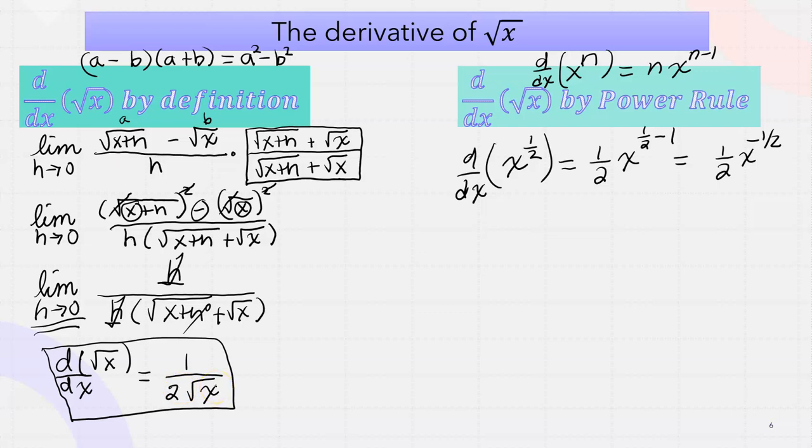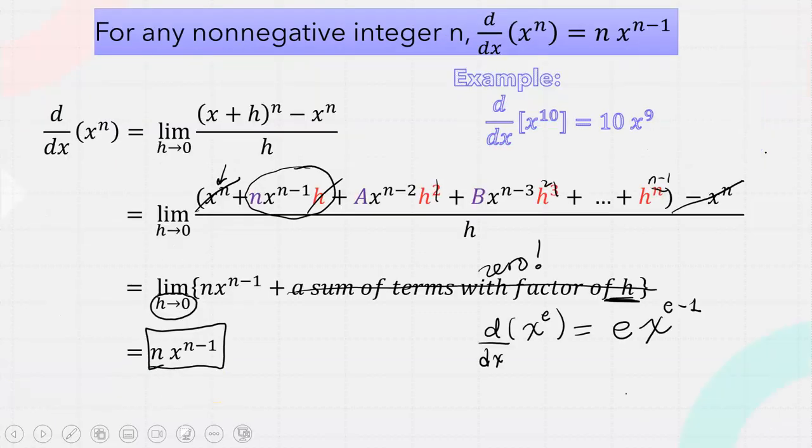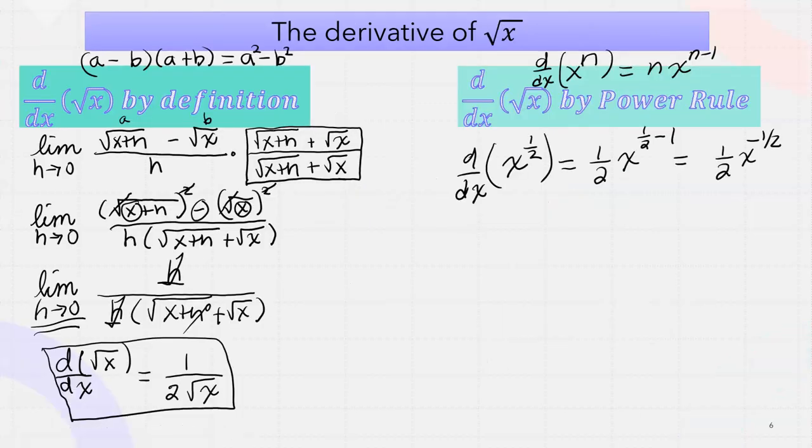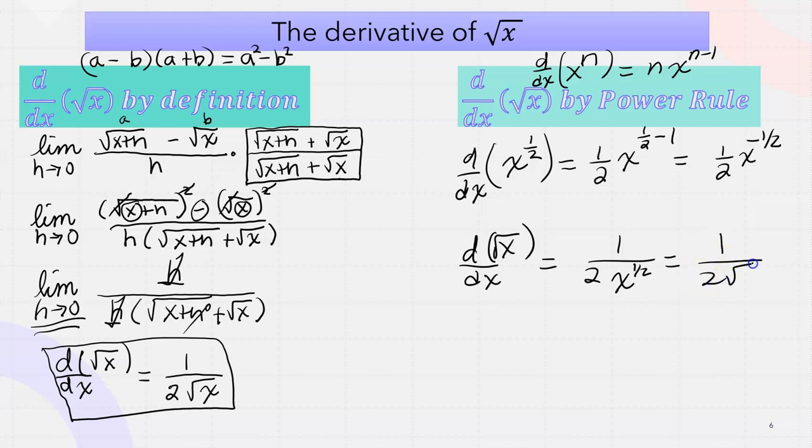How do we get there? Well, a negative exponent is the reciprocal of a positive exponent. So what you really have is the derivative of square root of x is 1 over 2 times x to the positive 1/2, and 1/2 exponent is square root of x. So you get exactly the same thing, right?